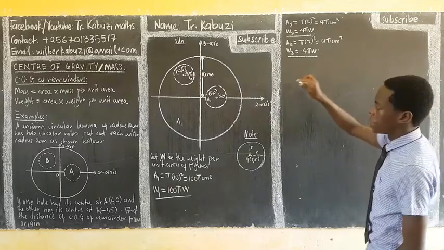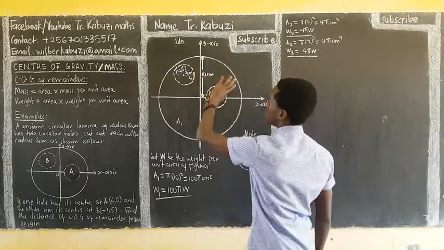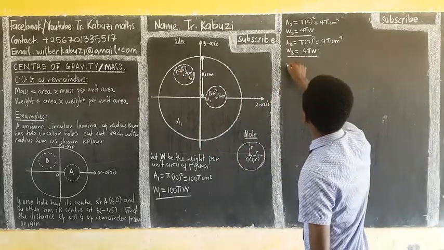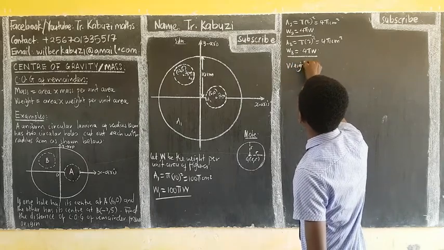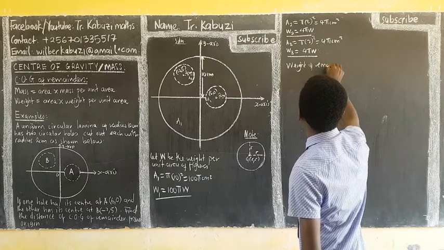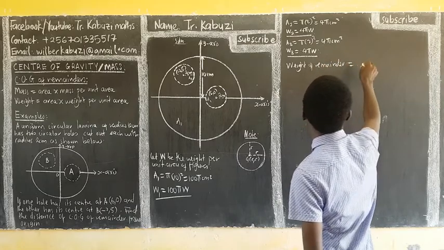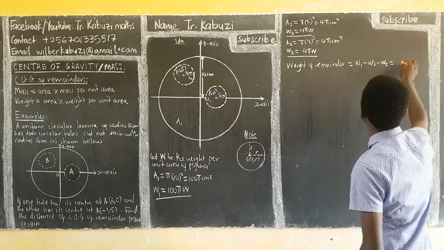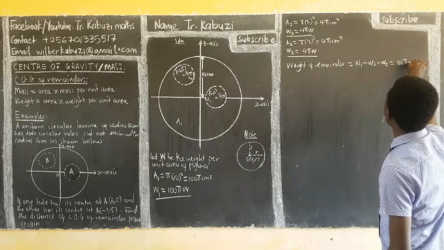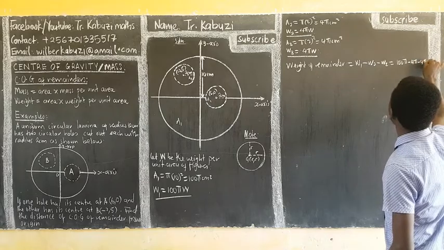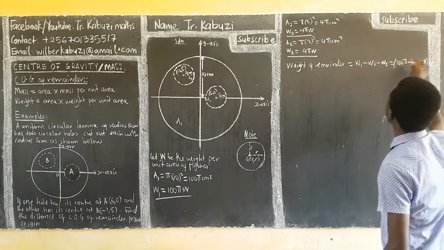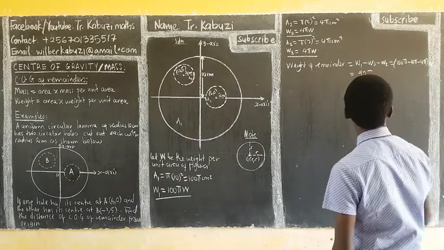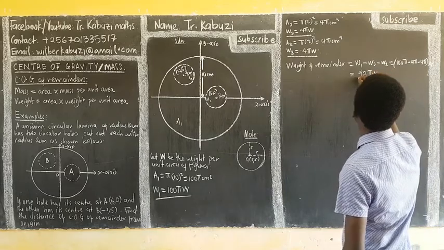After getting that, we get the weight of the remainder. The weight of the remainder we shall get after cutting out these two, so we take the weight of the whole minus the weights of the parts we cut out. The weight of the remainder is W1 minus W2 minus W3, which is 100 pi minus 4 pi minus 4 pi, times W. This gives us 92 pi W. That's the weight of the remainder.